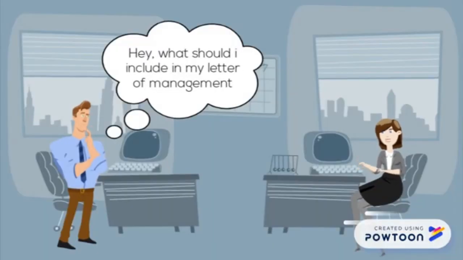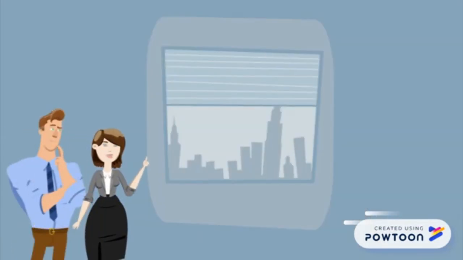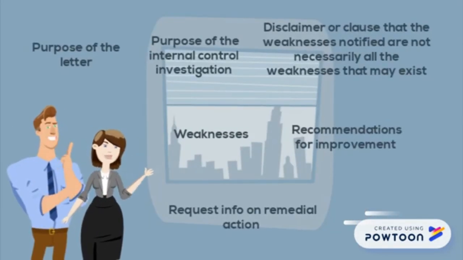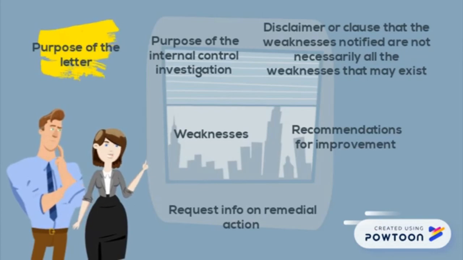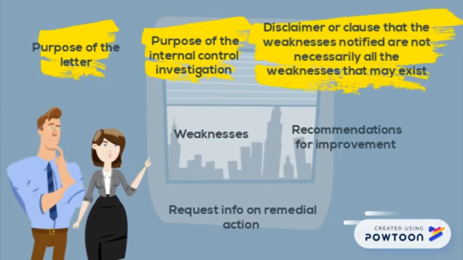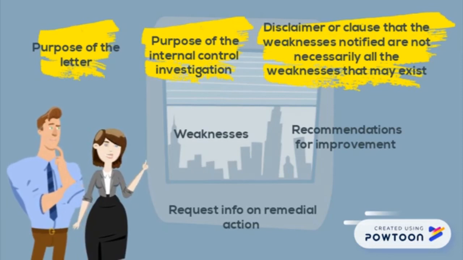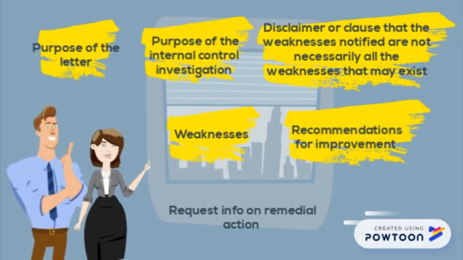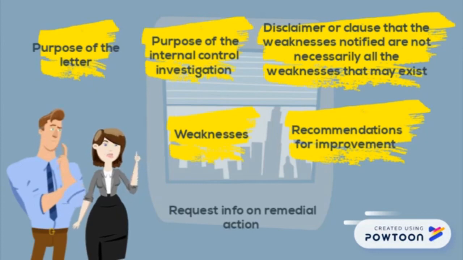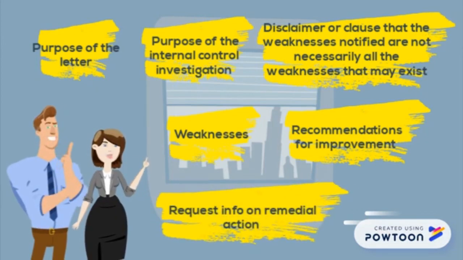Hey, do you know what I should include in my letter of management? These are the items you should include in your letter of management. First, the purpose of the letter. Second, the purpose of the internal control investigation. Third, the disclaimer or clause that the weaknesses notified are not necessarily all the weaknesses that may exist. Fourth, the weaknesses. Fifth, the recommendations for improvement. Last but not least, the request for information on remedial action.